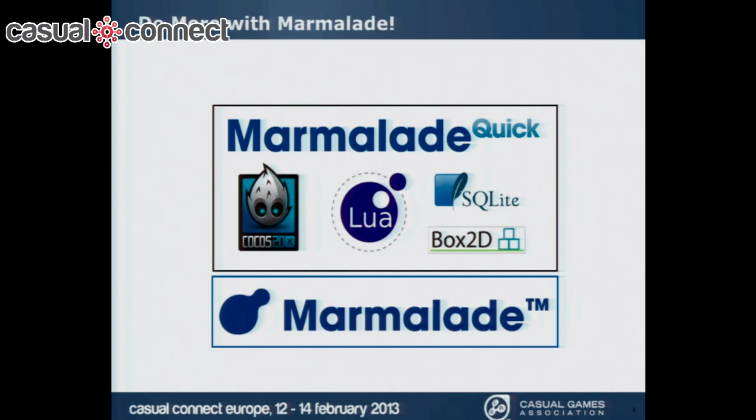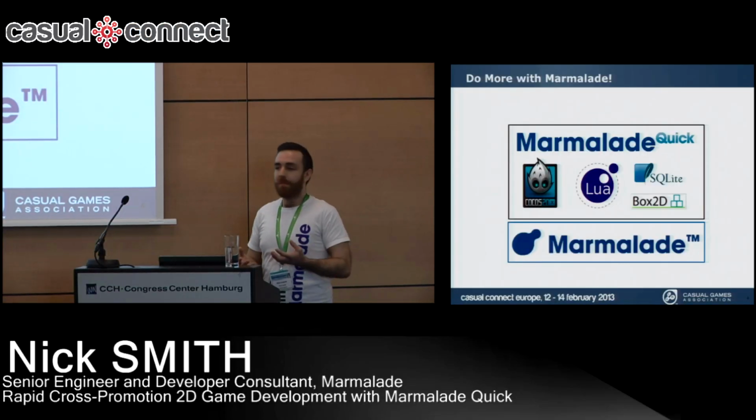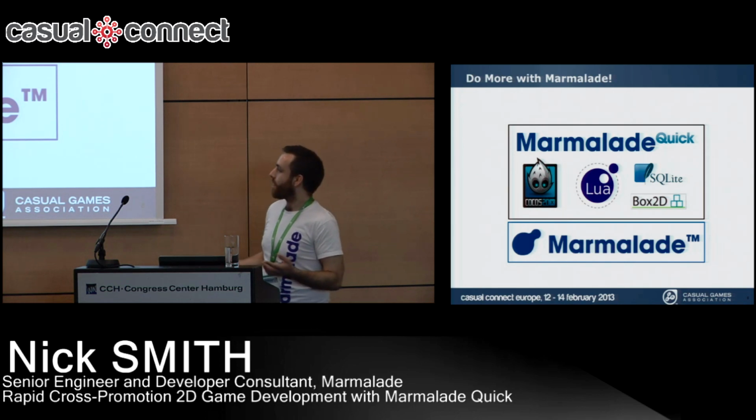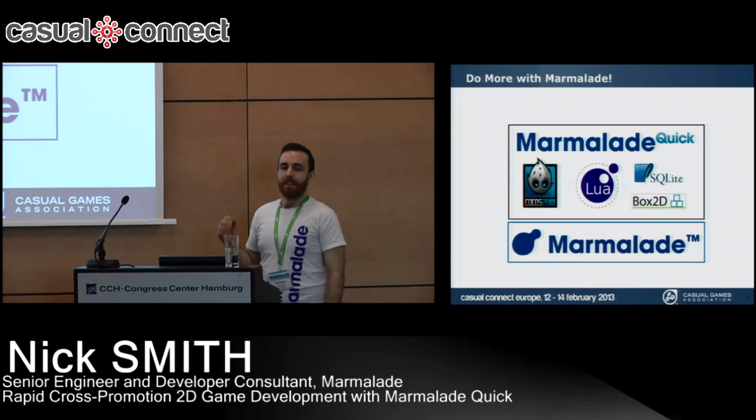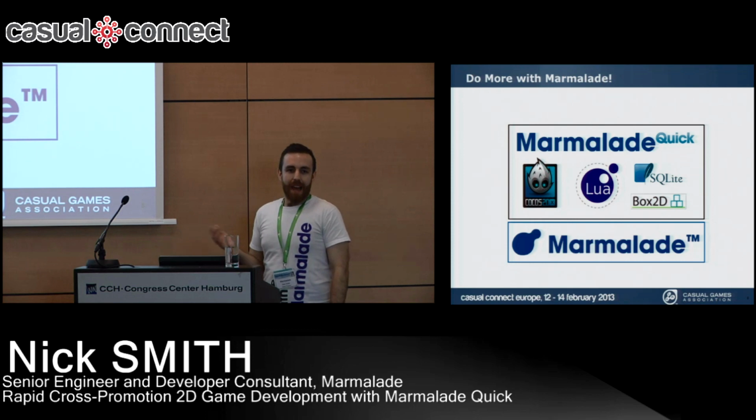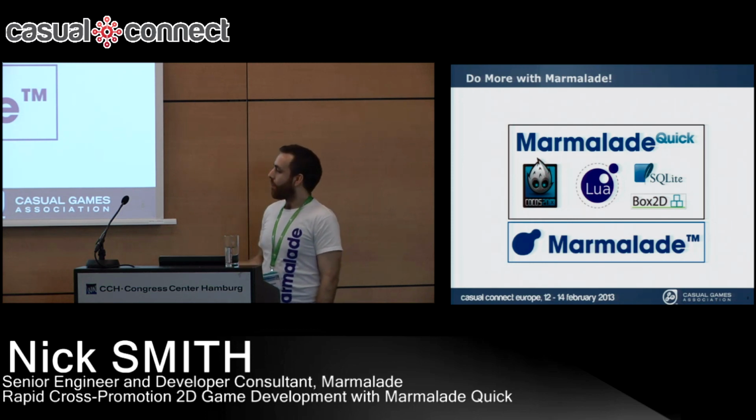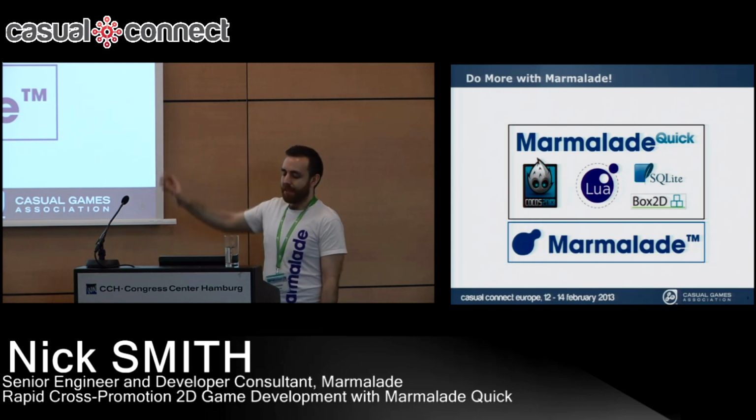And the nice thing on top of that as well is because Marmalade itself is very open source based, we try to let people run lots of things on top of us. We have a lot of partner integrations, so we have things like Scoreloop for high scores, or Photon for doing real-time multiplayer and server hosting. We have plugins for things like advertising and analytics and in-app billing and so on. And all those things are running on Marmalade in the C++ world.